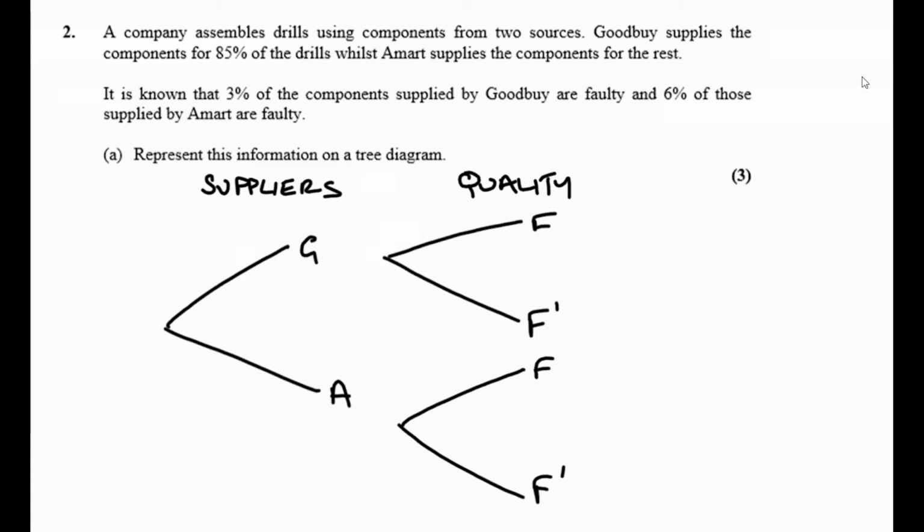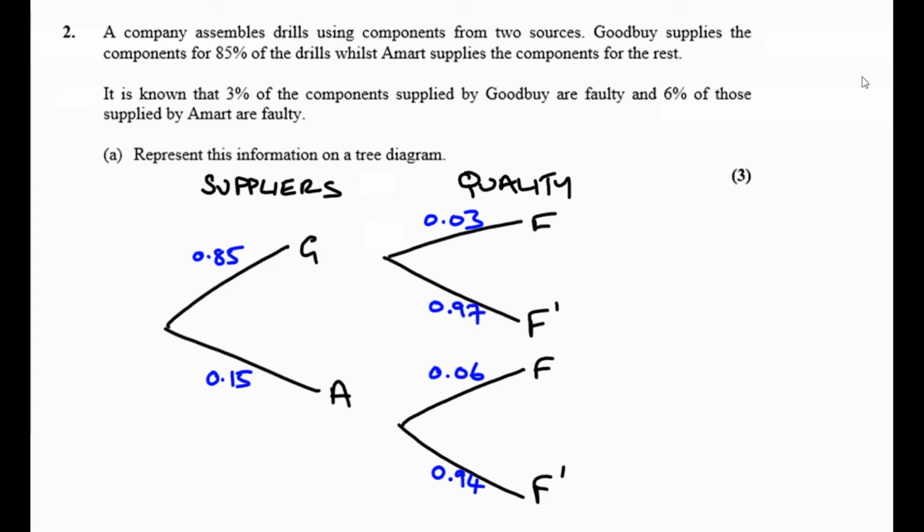Let's get some probabilities on here. Probability that is Goodbye, 0.85. Probability is Amart, it's the complement, 0.15. 3% of Goodbye are going to be faulty, 0.03, and its complement. 6% from Amart, and its complement. Okay, so I represented that on a tree diagram.